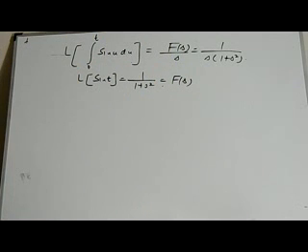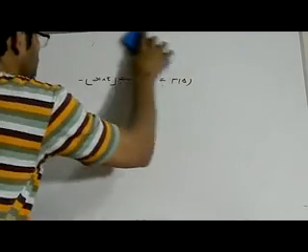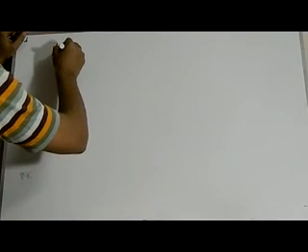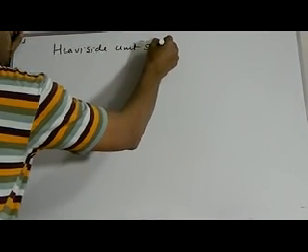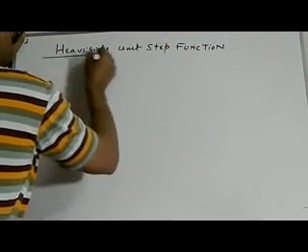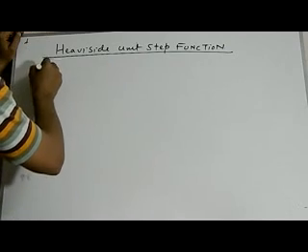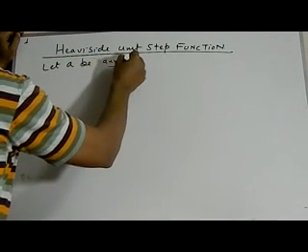Now my next concept is the Heaviside unit step function. That is also an equally important function in Laplace transformation. So for timing, I am removing this one also. Heaviside unit step function. What I am defining? Let a be any real number, any constant.